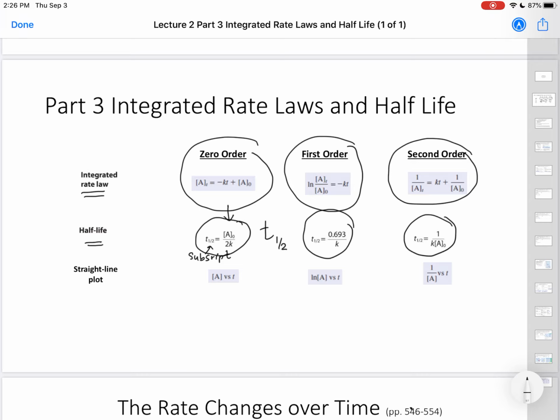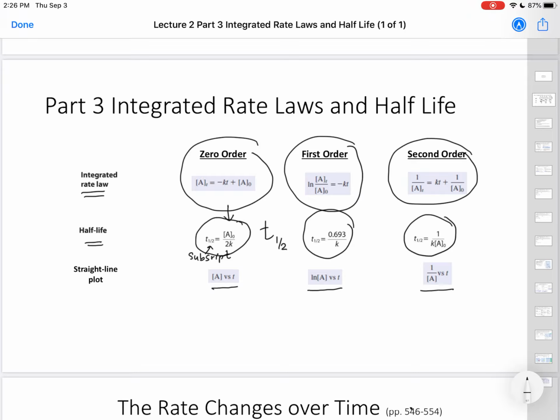And then last but not least, for the straight line, I would write that for zero order you have concentration of A versus t. For first order you have ln of concentration versus t, and for second order you have 1 over concentration of A versus t.